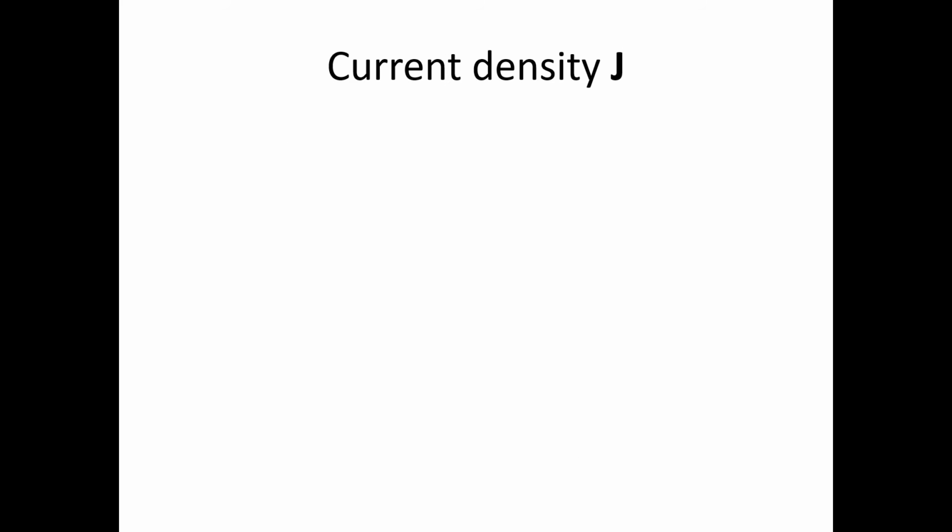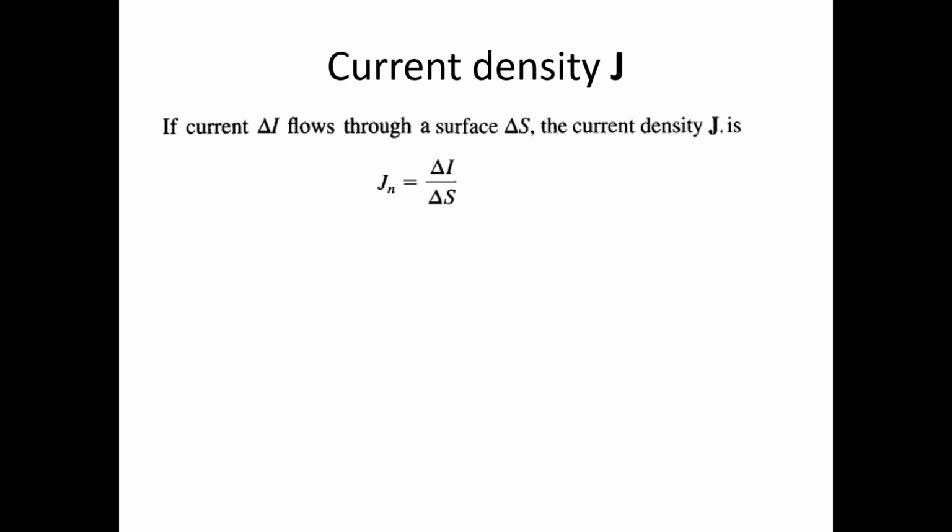Now let's learn another term called J, that is current density. If we take delta I as a current that is flowing through a surface delta S, then current density is given by delta I by delta S. Okay, so current density means current divided by area. In simple definition, we can say current per unit area. Delta I by delta S will give you current density.